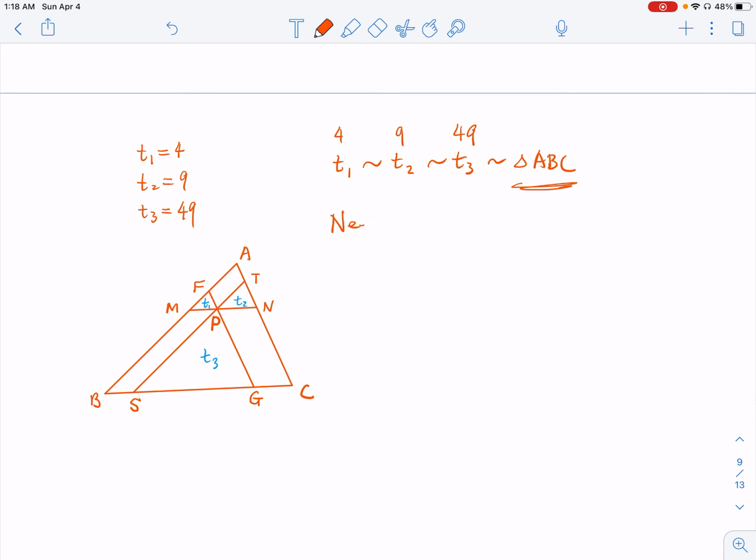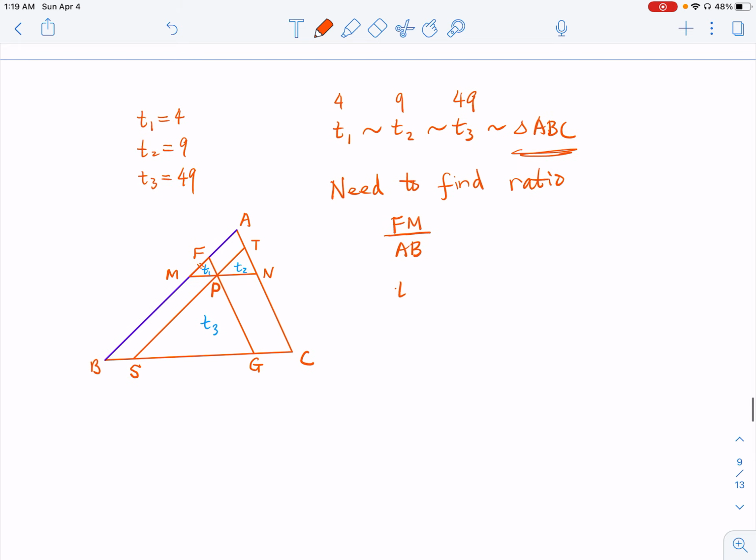So we need to find the ratio of the sides. Let's pick some sides here. We need to find ABC, which is the side here, and we need to pick another one, let's say this tiny T1 here. The corresponding side would be this one. So I need to find this short side over this longer side. In other words, we need to find the ratio of FM over AB. If this is known, then the ratio of the area of T1 over the area we need to find, ABC, would equal the whole thing squared.